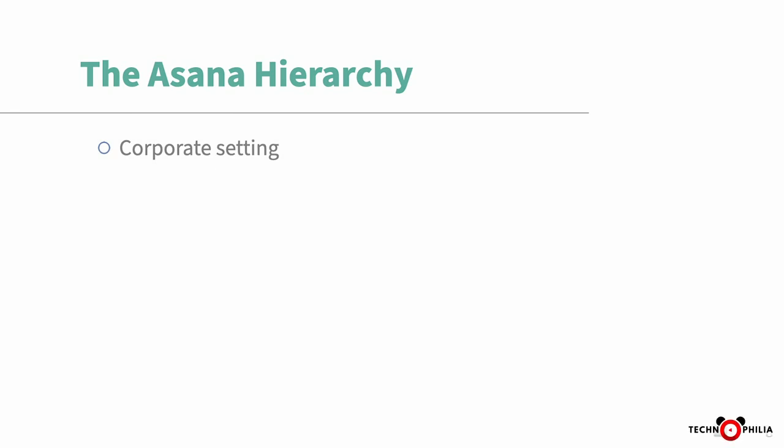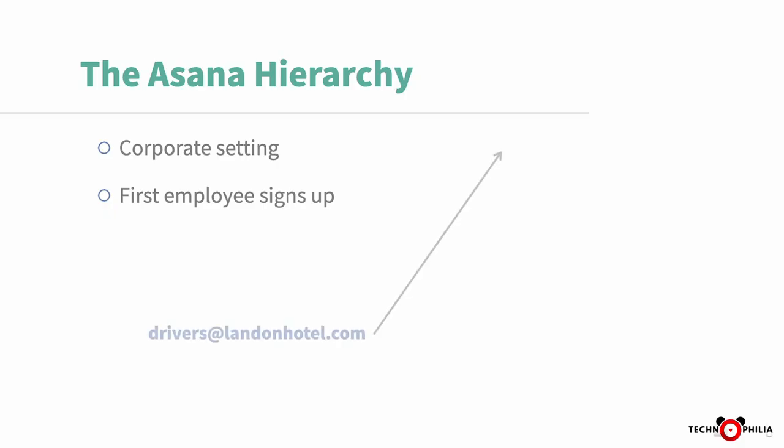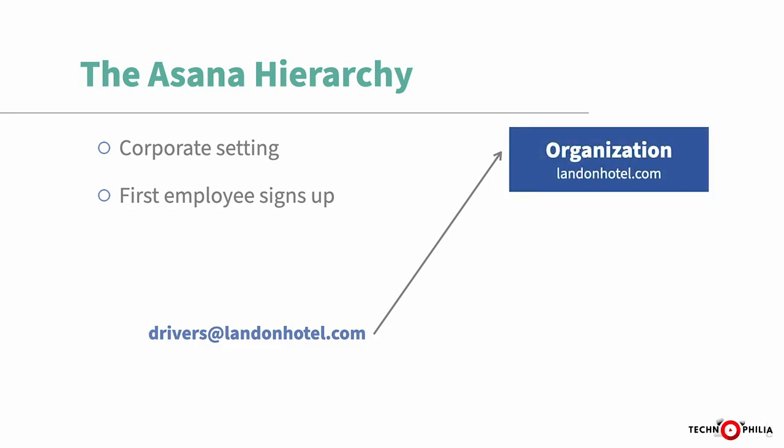When the very first person in an organization signs up for Asana using their company email address, Asana not only creates their account, but also creates an organization based on the company email domain used by the person signing up. So if I go to the Asana website and sign up using drivers@landonhotel.com, my account gets created and an organization also gets created using landonhotel.com. So at the very top of the Asana hierarchy is the organization for the company, in this case, landonhotel.com.